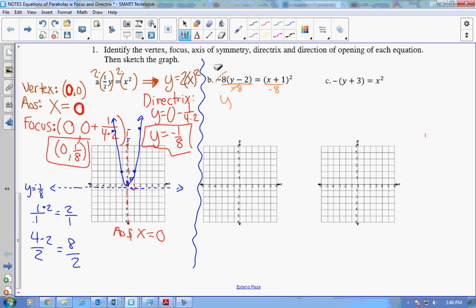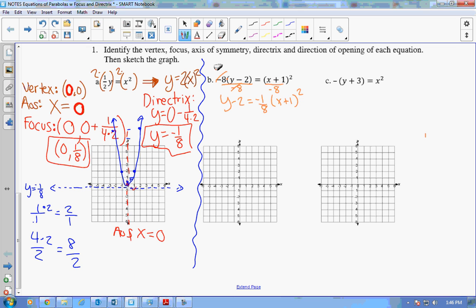Okay, so we get y minus 2. Now, negative 8 is actually part of your a. Would that be the same thing as writing negative 1 over 8? Is dividing by negative 8 the same as negative 1 over 8? I think so. Times x plus 1 squared. If you write it like this, you can start seeing the vertex form.